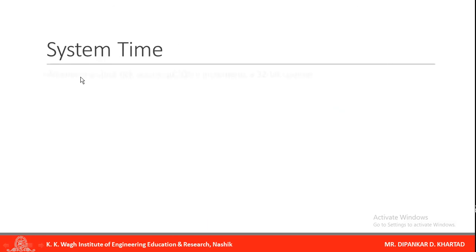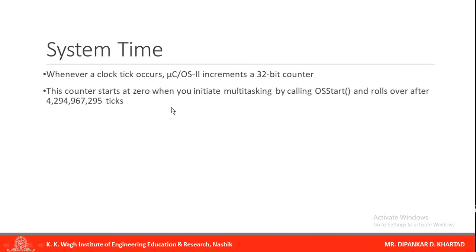So next is system time. Whenever a clock tick occurs, MuCOS2 increments a 32-bit counter. This counter starts at 0 when you initiate multitasking by calling OS start, and rolls over at 4294967295 ticks. If you find out the 32-bit counter, then it will have this many ticks.